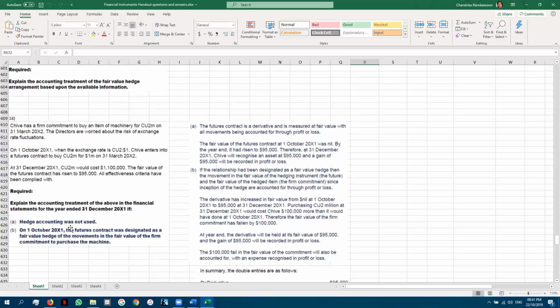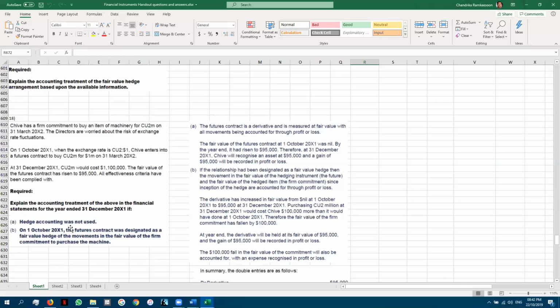Now notice on 1st October, the exchange rate is 2 to 1. So Clive has a commitment to pay CU 2 million. But although the 2 million may be a fixed commitment, because Clive's currency is the dollar, not the CU, it means that exchange rates may change. So Clive may have to fork out more dollars to buy the same amount of CU or less dollars as the case would be. Which is why Clive entered into the futures contract to buy 2 million CU for $1 million.